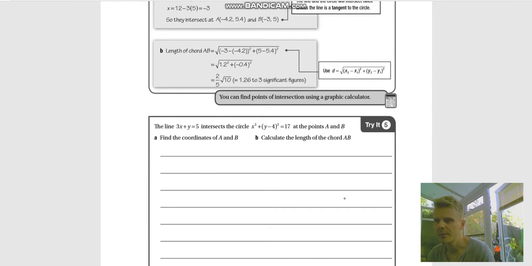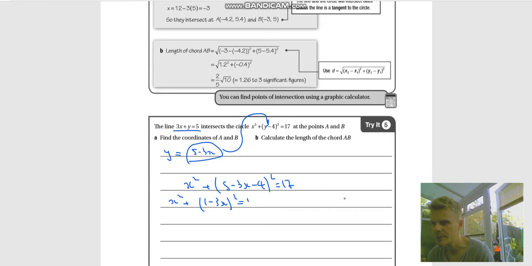So we might go about saying, okay, well, we'll say y equals 5 minus 3x, just from rearranging this equation here. And then we'll just substitute that in everywhere we see y into this equation. So we'll have x squared plus (5 minus 3x minus 4) all squared equals 17, which is x squared plus 5 minus 4 is 1, so (1 minus 3x) all squared equals 17.